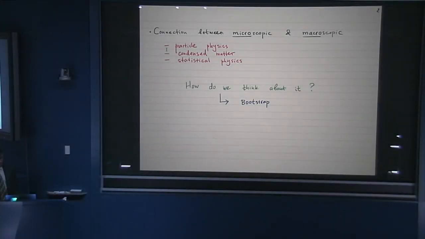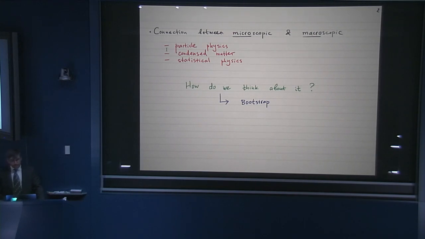I'd like to talk about some mental schemes that we use in physics when we think about the connection between micro world, microscopic phenomena, and macroscopic phenomena. Not all parts of physics are preoccupied with this connection, but some parts definitely are concerned with it. In particular, particle physics, condensed matter physics, statistical physics are definitely interested in this connection.